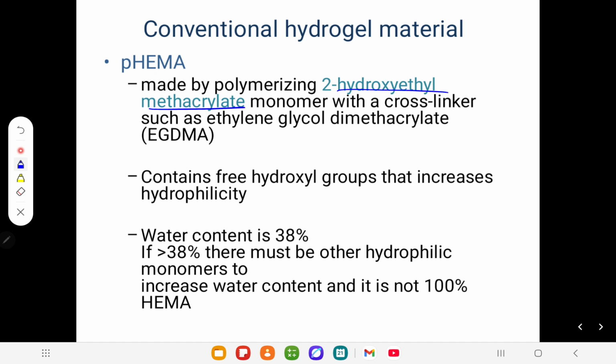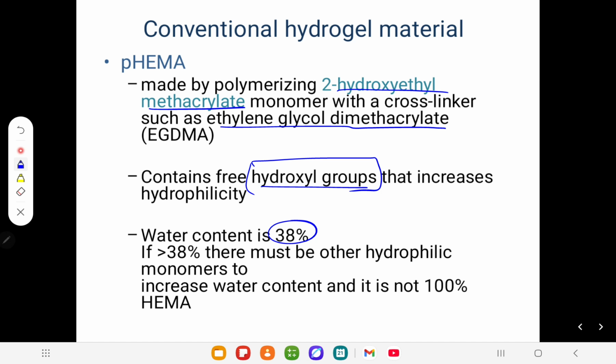So conventional hydrogel material is definitely PHEMA, poly hydroxyethyl methacrylate, with its monomer and a cross-linker such as ethylene glycol dimethacrylate. Sometimes we do cross-linking with other components too. It contains a free hydroxyl group that increases hydrophilicity. It's important, okay? PHEMA is actually 38% water content. If greater than 38%, there must be another hydrophilic monomer.